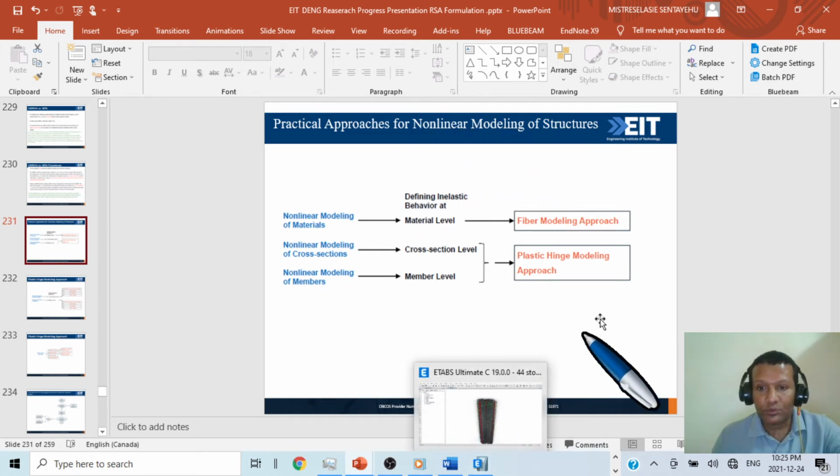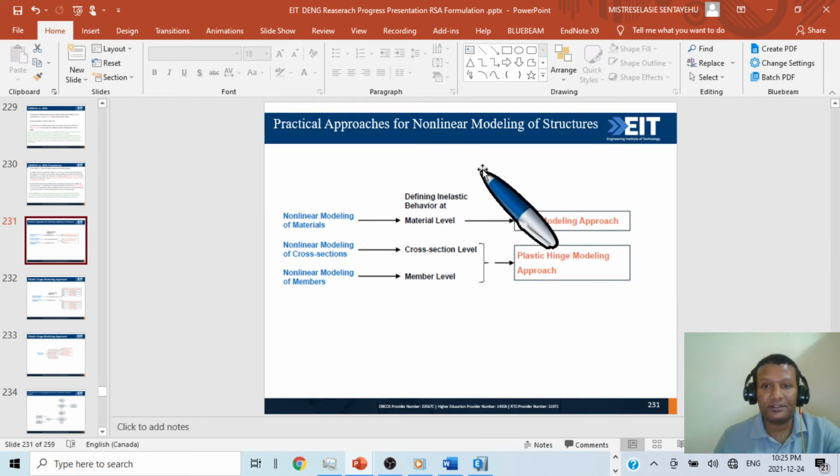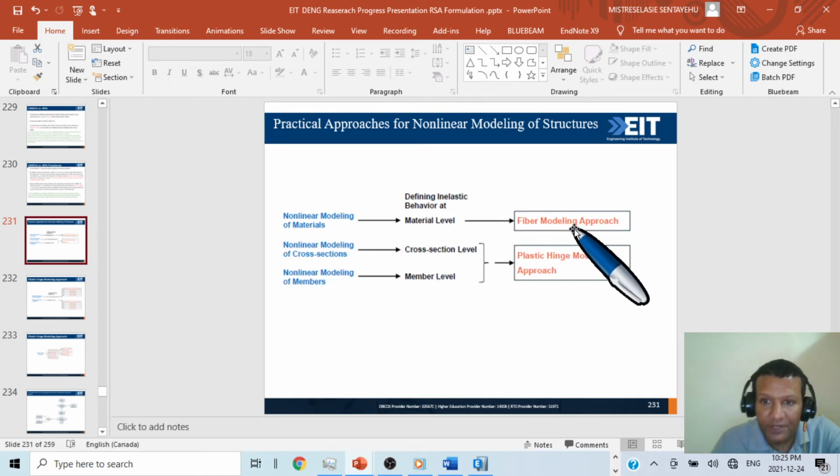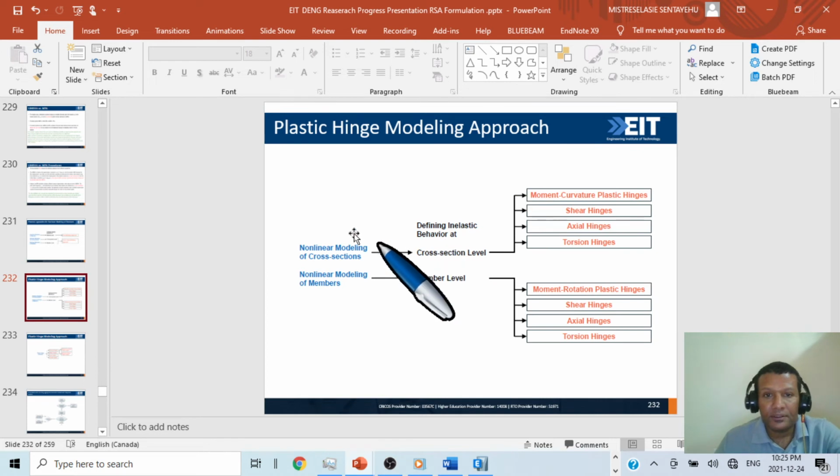We have nonlinear modeling. I will show you the results, but just to show you, nonlinear modeling can be at the material level, the cross-sectional level, or the member level. For cross-section and member level, we have the plastic hinge modeling approach, and for the nonlinear model, we have the fiber hinge approach. Plastic hinge modeling defines inelastic behavior at the cross-section level and member level. So we have different hinges: moment curvature, shear hinge, axial hinge, torsion hinge. The same is true for member level.